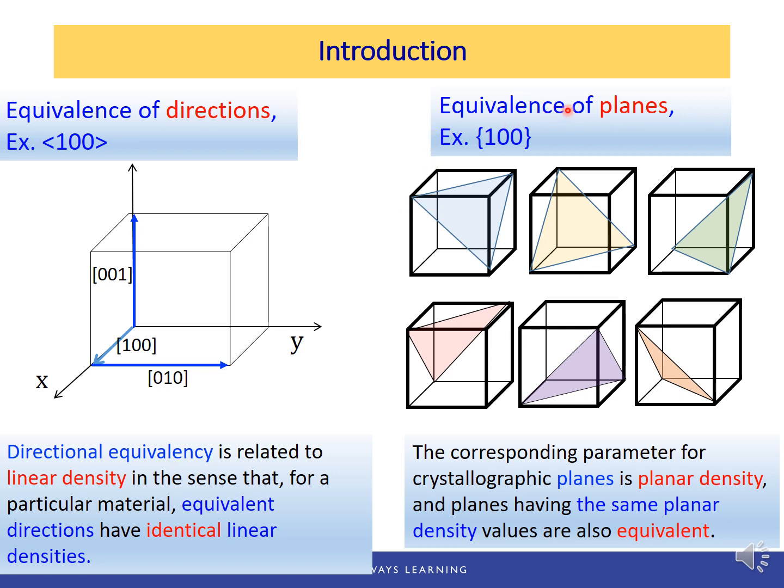The equivalency of planes means the family of planes. For example, the 100 plane family in an FCC structure. Here you see all the planes from the 100 family within the same unit cell. All of them have the same planar density. The atomic arrangement on all of the planes is identical.